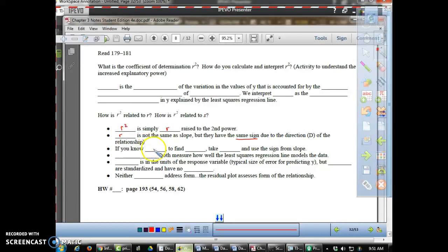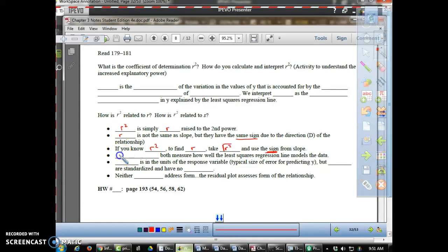If you know R-squared, to find R, take the square root of R-squared. That seems simple. But then you have to make sure to use the sign from slope, because you won't know whether the relationship is for a positive association or a negative association that R-squared is referring to. Because R-squared will always be positive, obviously.